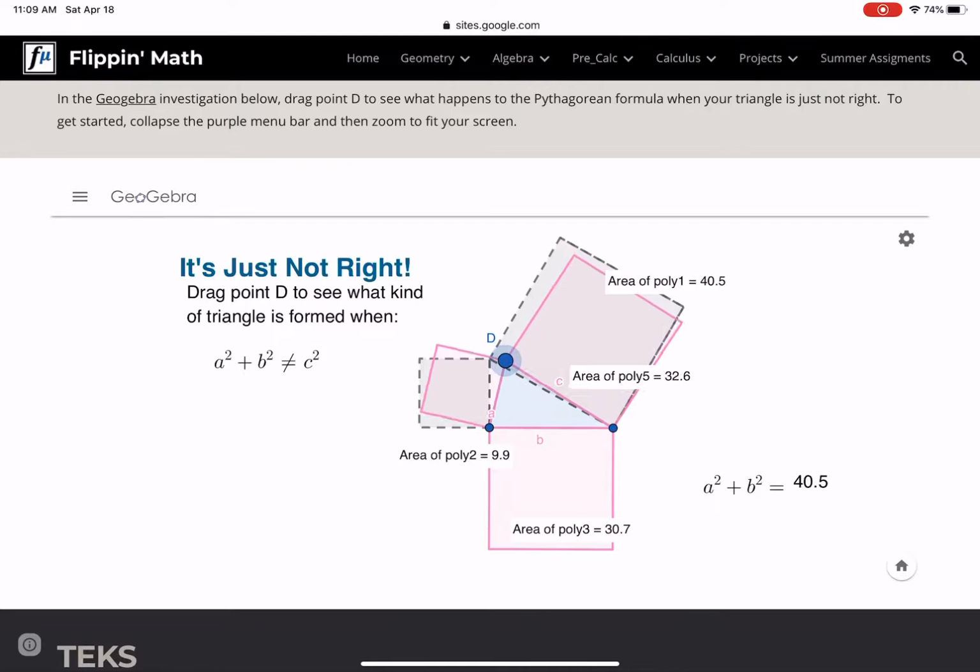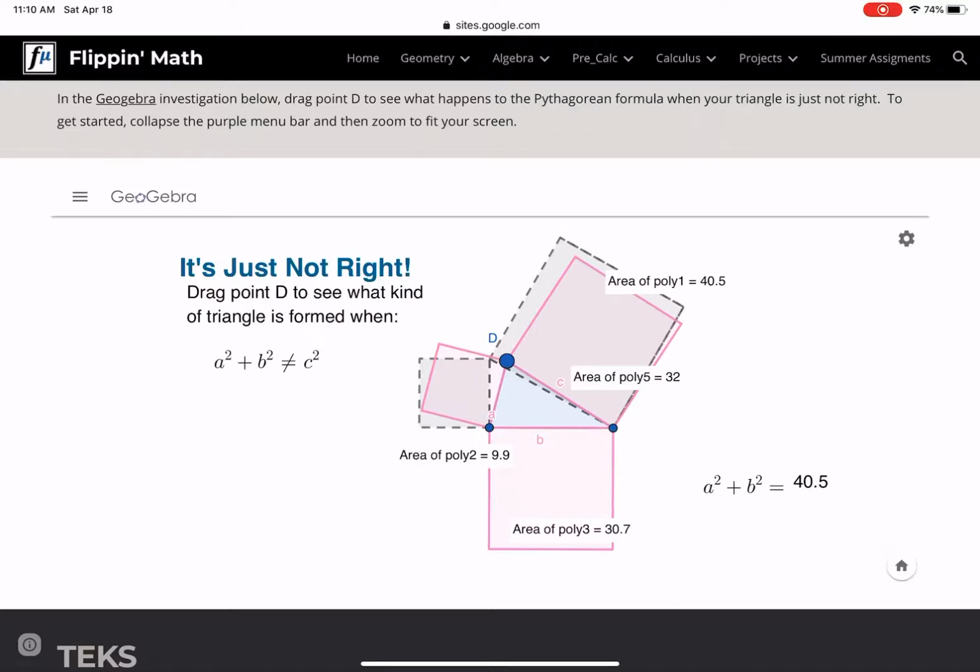And then any movement to the right here makes it an acute triangle. And now comparing our area of polygon 5, which is c squared, now it's definitely less than our right triangle that we would have gotten, which is a squared plus b squared. So to summarize this, if our c squared is bigger than a squared plus b squared, what kind of triangle do I have? I can see that I have myself an obtuse triangle. If I move it over here, if my c squared is less than a squared plus b squared, what type of triangle do I have? I have an acute triangle.